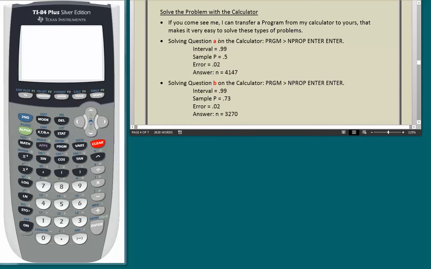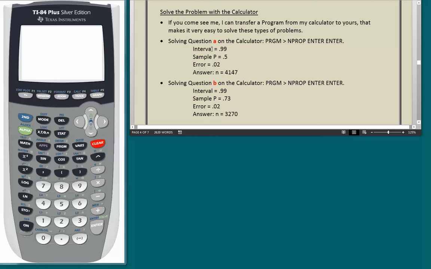So if we're working on question A, you're going to hit the program key, and that's right here on the calculator. You see that. And then you will scroll down till you see a program called nprop, and then you'll hit the enter key twice. So it says enter, enter. So you'll hit the program key, you'll scroll to nprop, and then you'll hit the enter key twice. And then the program will prompt you for all of these things.